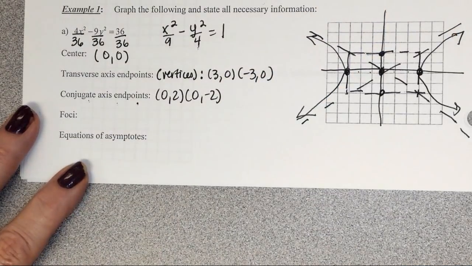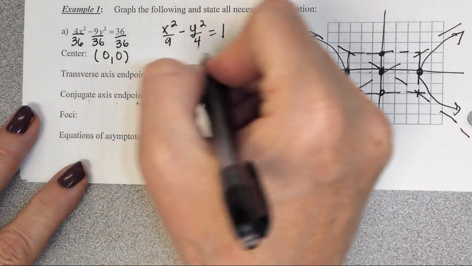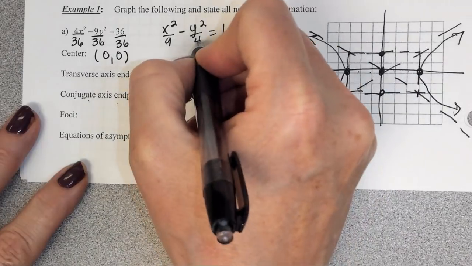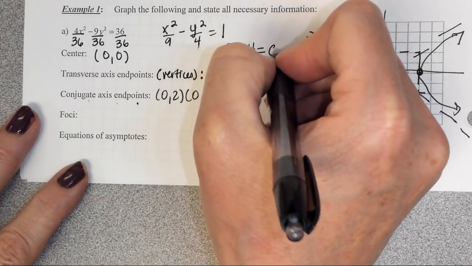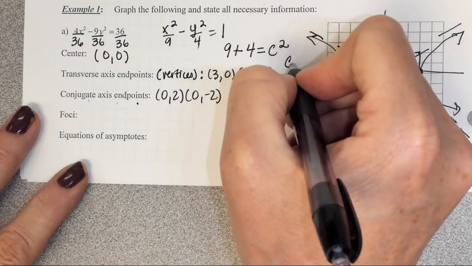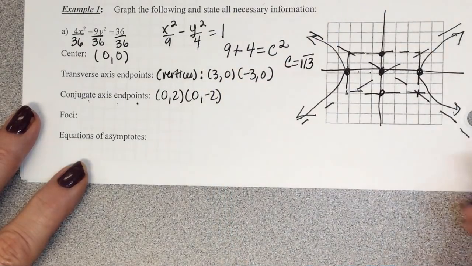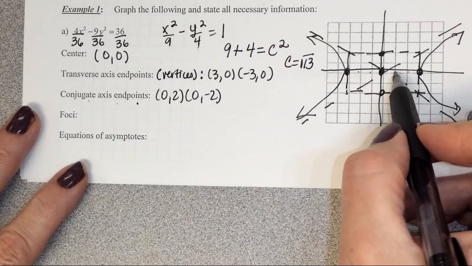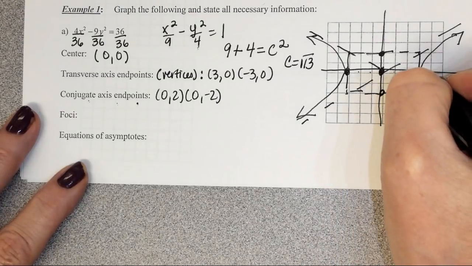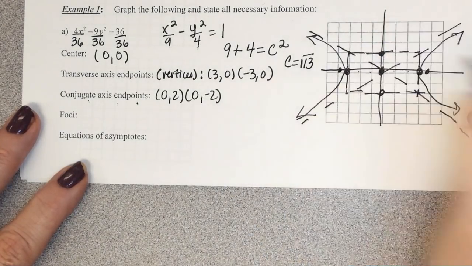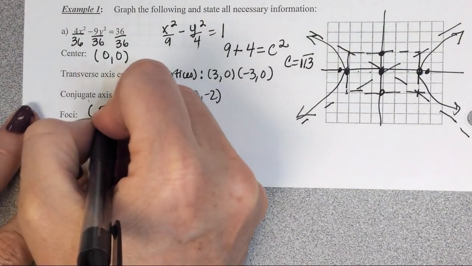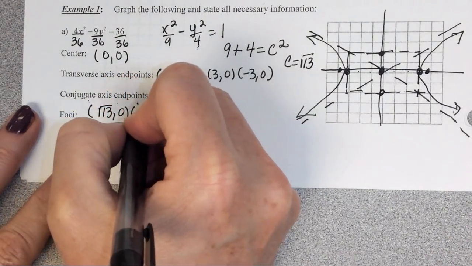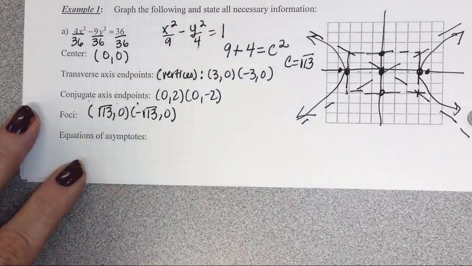That's the way it's going to look. To find the foci, we have to do A squared, which is 9, plus B squared, which is 4, equals C squared. So C would be radical 13. These foci always have to be in the hyperbola, so I would go out about 3.5 units right and left. Here's a foci, here's a foci. So the foci are going to be at radical 13, 0, and negative radical 13, 0.